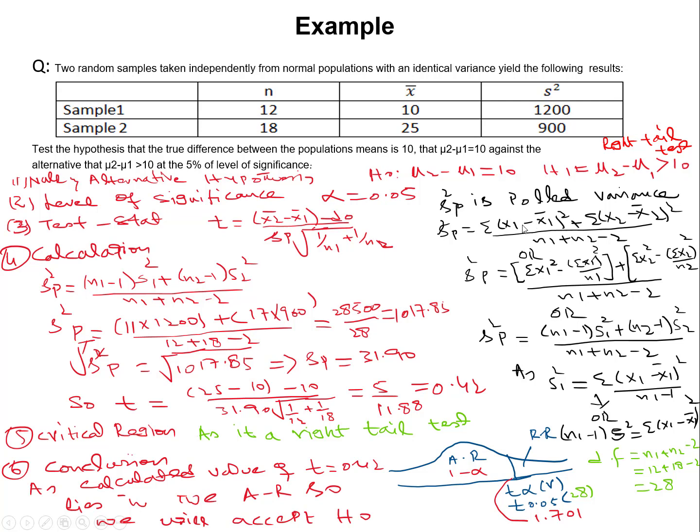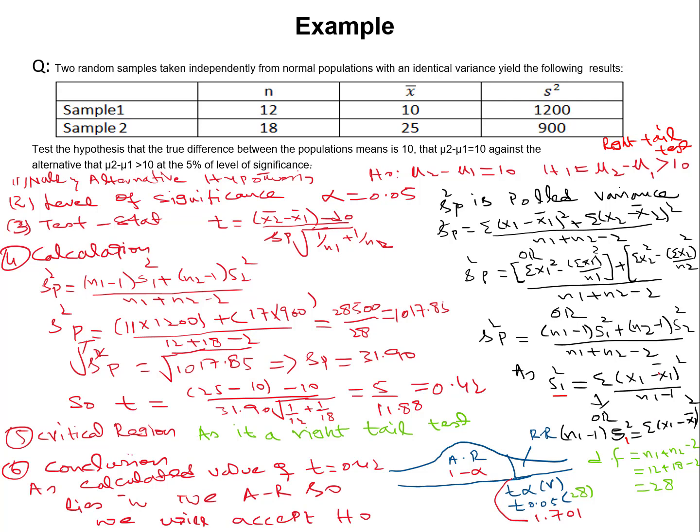Yes, we can put summation (x1 minus x1 bar) whole square, because variance is this one. This is basically the variance formula. Variance we normally write, as I already showed you in descriptive statistics, as summation (x1 minus x1 bar) whole square divided by n1 minus 1.